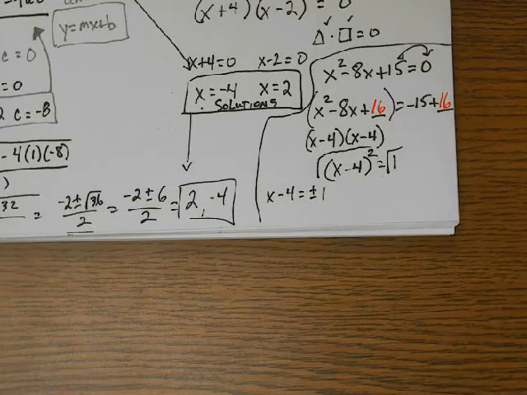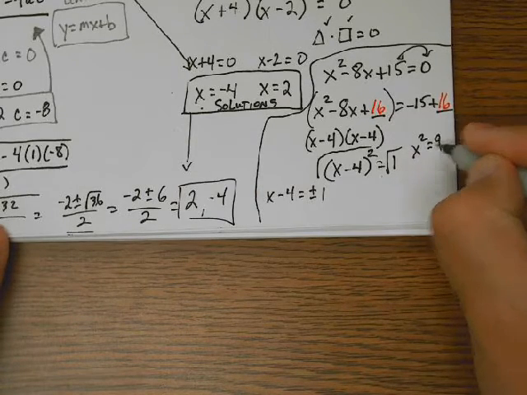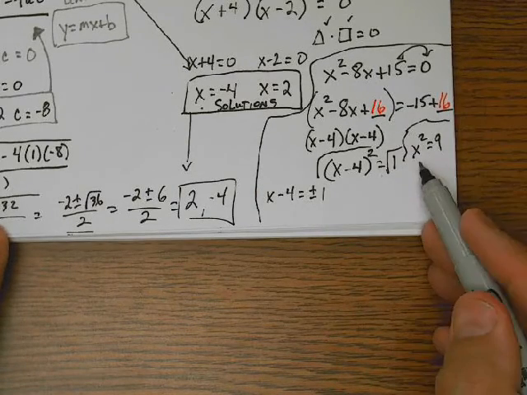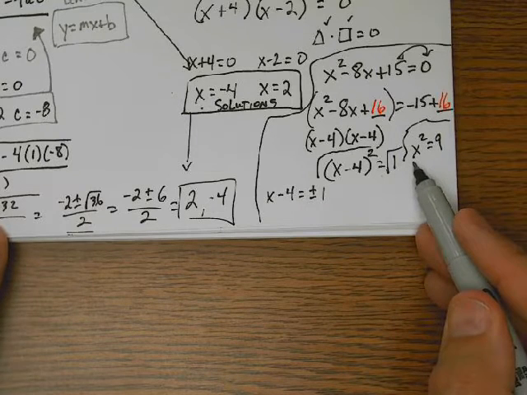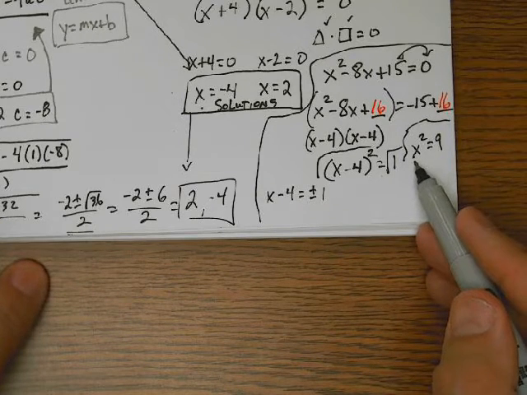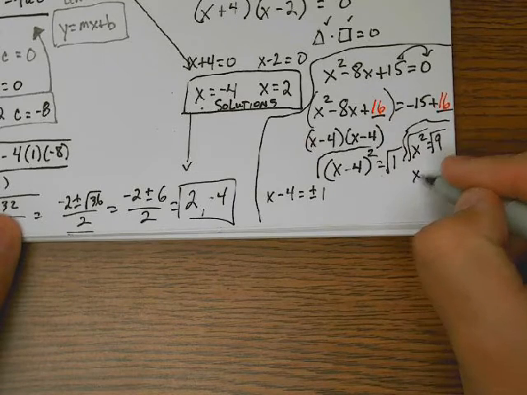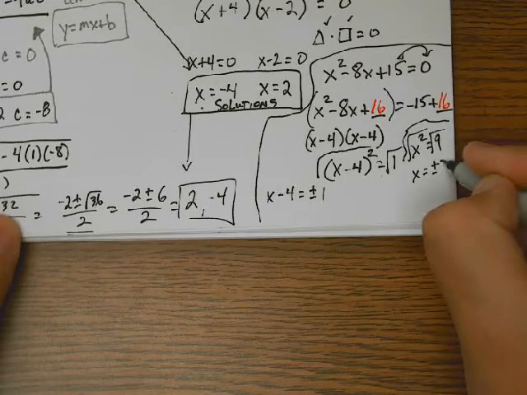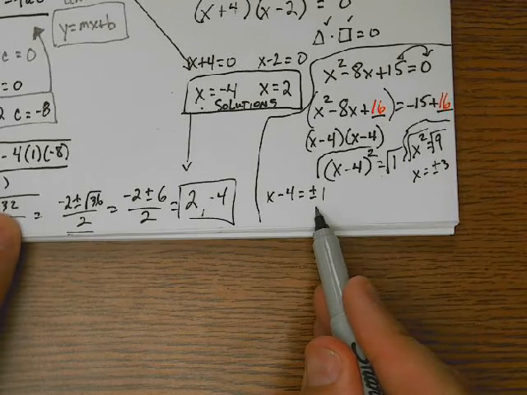Why is that plus or minus? Because, look at this real quick. You don't need to write this down. X squared equals 9. What's the value of x that makes that 9? Could it be positive 3? Yeah. But could it also be negative 3? Yeah. So when I solve and take the square root, I have to do both plus or minus. So that's why I have a plus or minus 1 here.